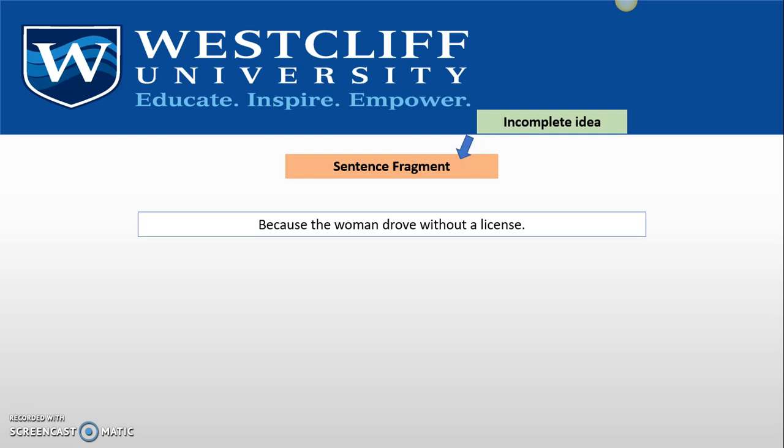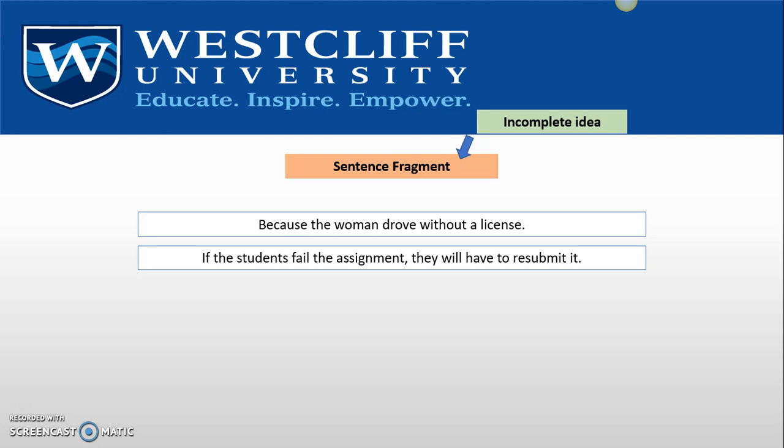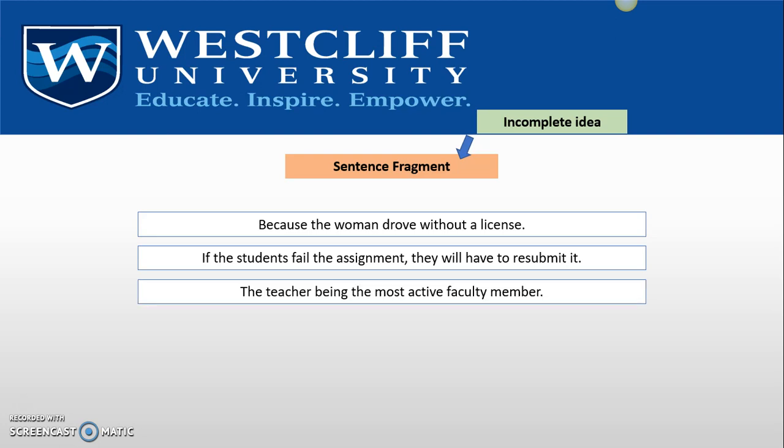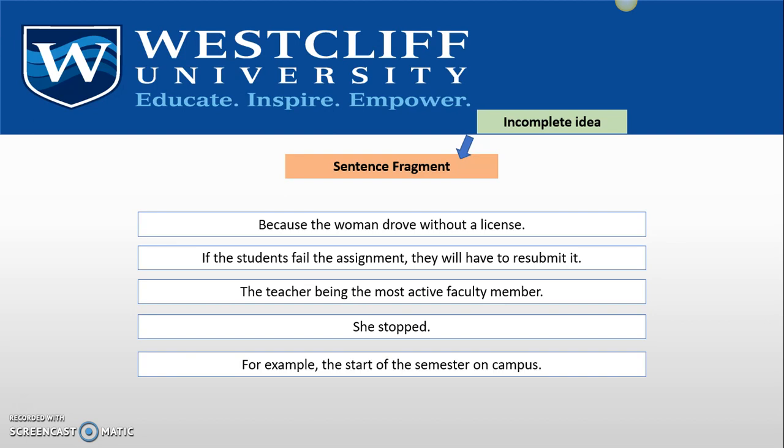Because the woman drove without a license. If the students fail the assignment, they will have to resubmit it. The teacher being the most active faculty member. For example, the start of the semester on campus. Can you identify the sentence fragments in these examples? So our sentence fragments include: because the woman drove without a license, the teacher being the most active faculty member, and for example, the start of the semester on campus. Now let's look at why.